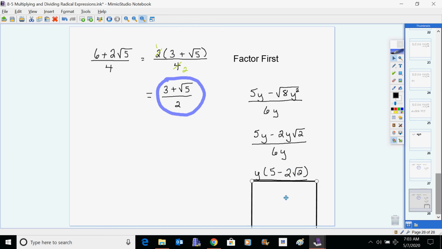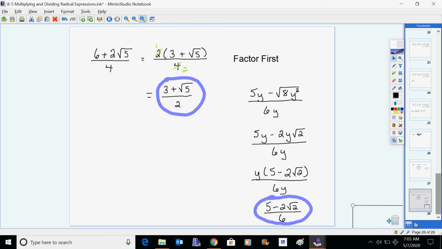And then the y is allowed to cancel with the y in the denominator, giving you 5 minus 2 square root of 2 over 6. Completely simplified, no variable left in that. So you look for factors. If there aren't any, you should simplify, and then some might pop out for you.